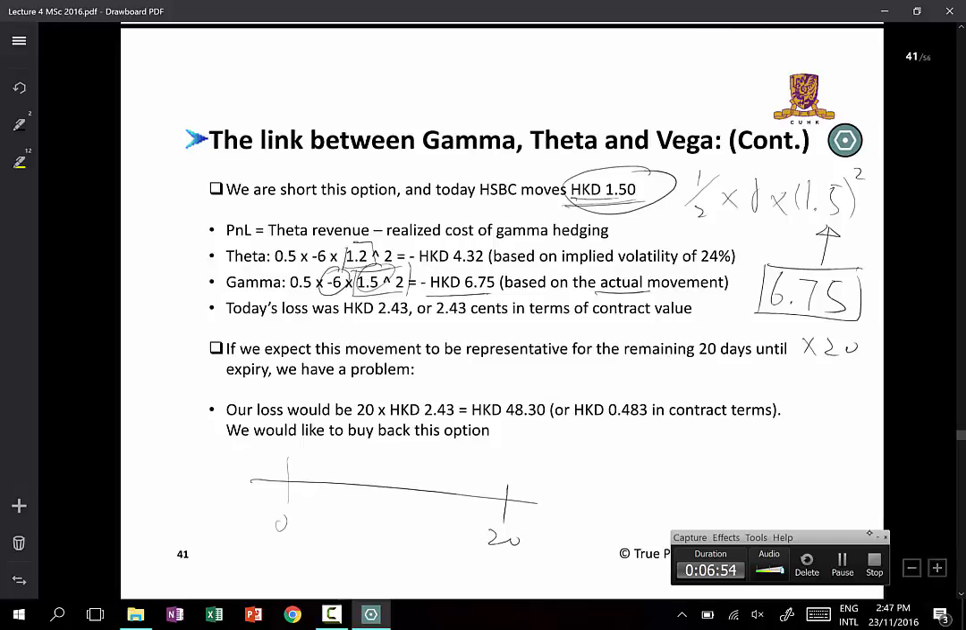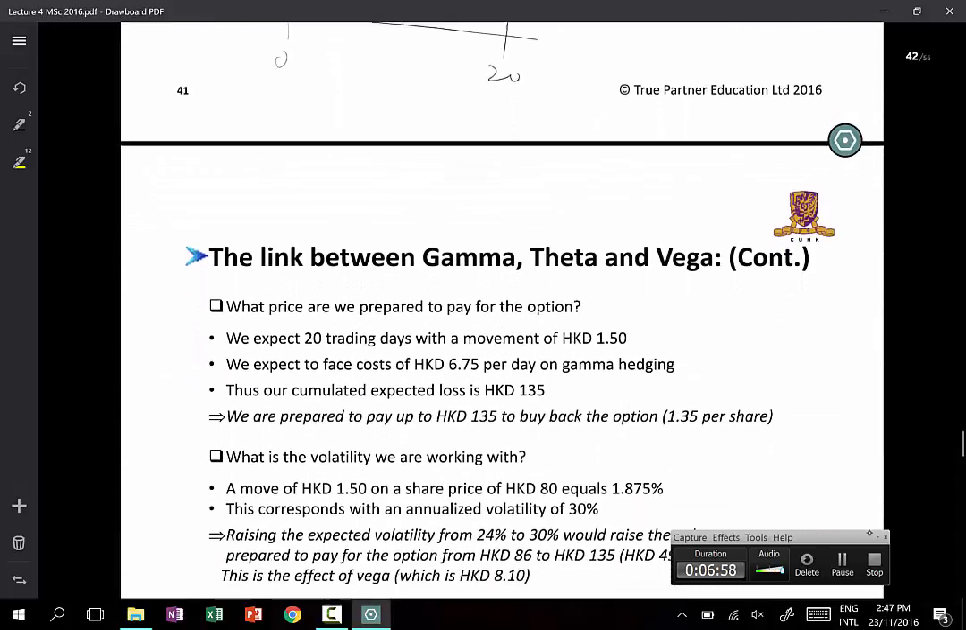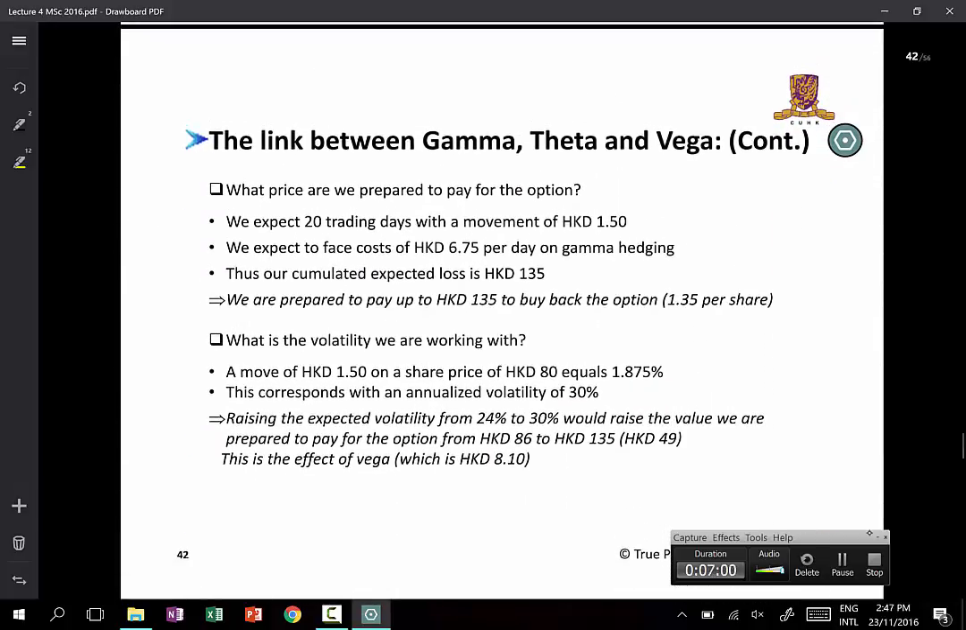So that is why we say that you are happy to pay. I think this is a rather silly way of thinking about things, but you are happy to pay the daily accrued gamma revenue multiplied by 20. Now this 135 is actually for 100 options, so for one share it's 1.35.